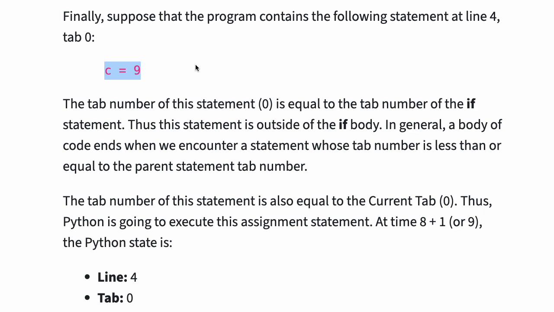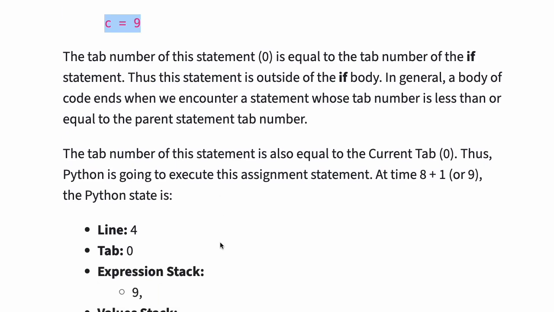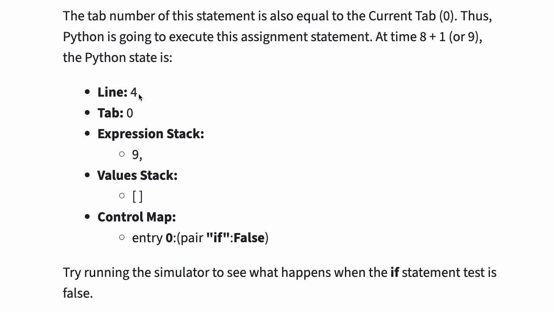In general, a body of code ends when we encounter a statement whose tab number is less than or equal to the parent statement tab number. The tab number of this statement is also equal to the current tab. Thus, Python is going to execute this assignment statement. At time 8 plus 1, or 9, line is 4, tab is 0, the expression stack contains the expression 9, the value stack is initialized, and the control map still contains one entry, 0, and pair if false.